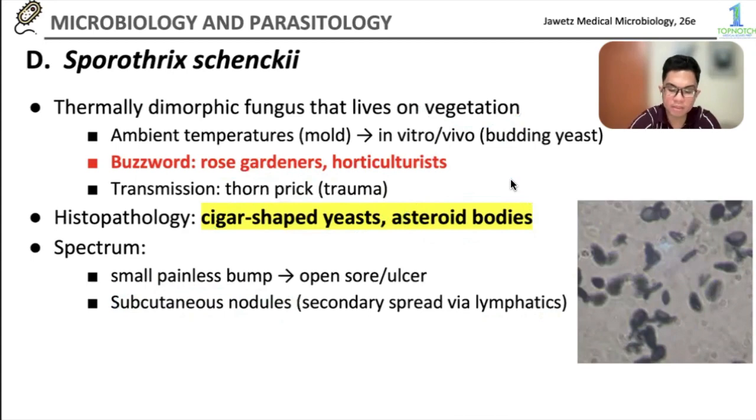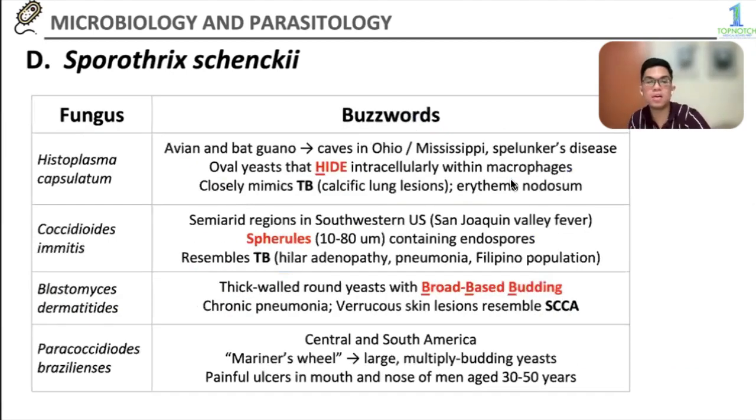Okay? So just briefly going through the other endemic mycoses. So H. capsulatum, it hides in the macrophages. And it mimics TB kasi calcific yung lung disease niya. And may cause erythema nodosum as well. Okay? So, Coccidioides immitis, it's desert regions, no? So, mga arid regions of the United States. Keyword sa kanya, fair use, okay? And it can also resemble TB.